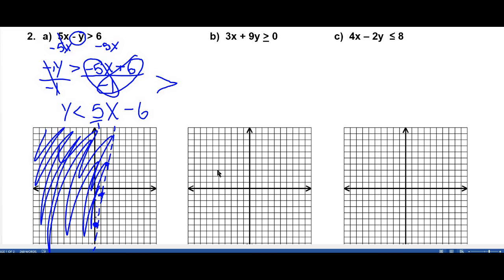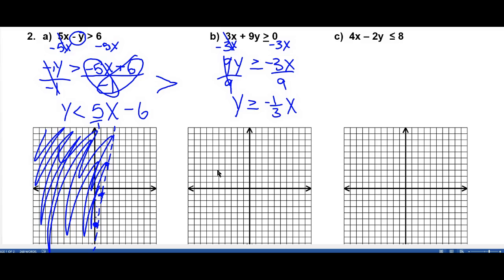B, 3x plus 9y is greater than or equal to 0. We're trying to get y by itself. 9y is greater than or equal to -3x. Divide by 9, divide by 9. Y is greater than or equal to -1/3 x, once we reduce that.